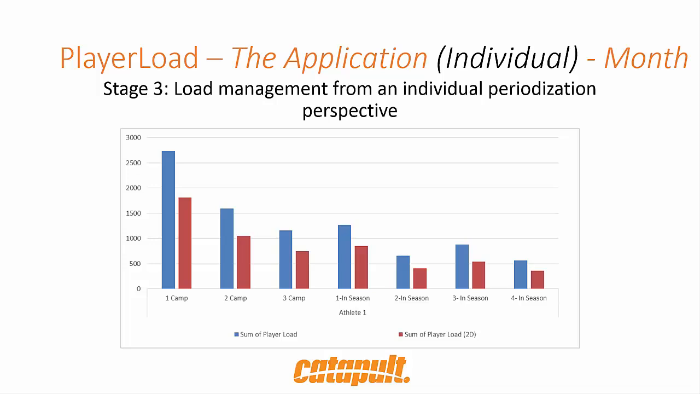This is showing you the week overview of just totaling the player load. So we're able to see in the first week of camp, second, third, first in season, and so on. So we can see that the first week of camp, they were working pretty hard. If you're looking in terms of the second week of camp, it was approaching double the workload.